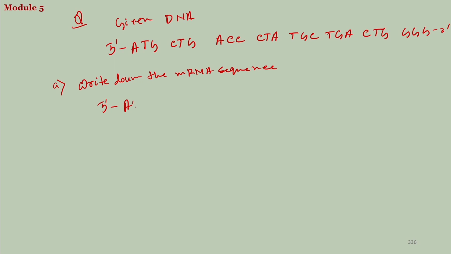So your sequence would be AUG, CUG, ACC, CUA, UGC, UGA, CUG and GGG. That would be your RNA sequence.